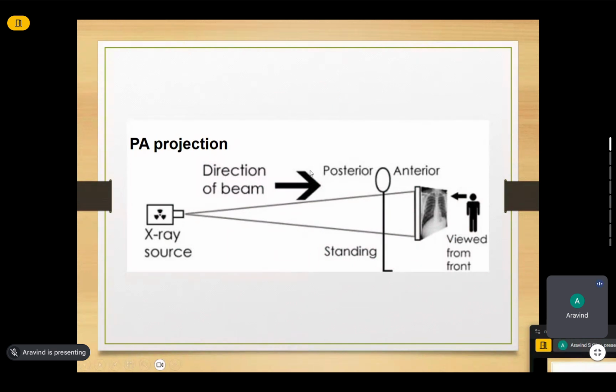I'll just brief about the views. If the X-ray beam is directed posteriorly to the patient, it is known as the PA view. As you can see in this image, if the X-ray beam from the source is passed posteriorly to the patient while standing, then it is known as the posteroanterior view. And the image would be as if you are viewing it from the front of the patient.